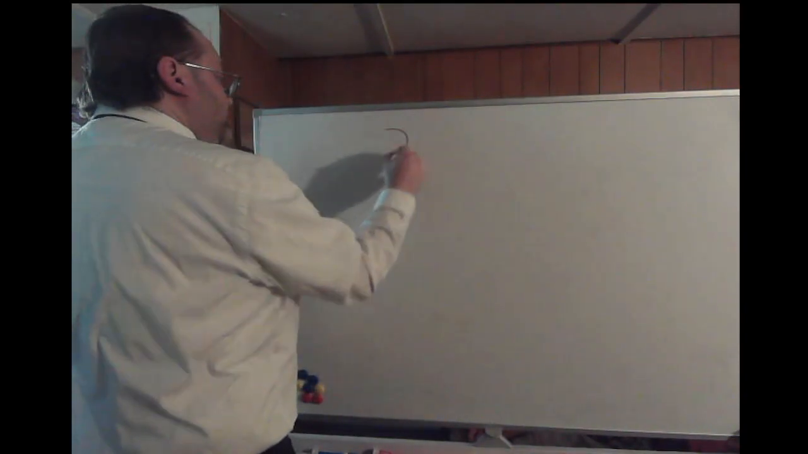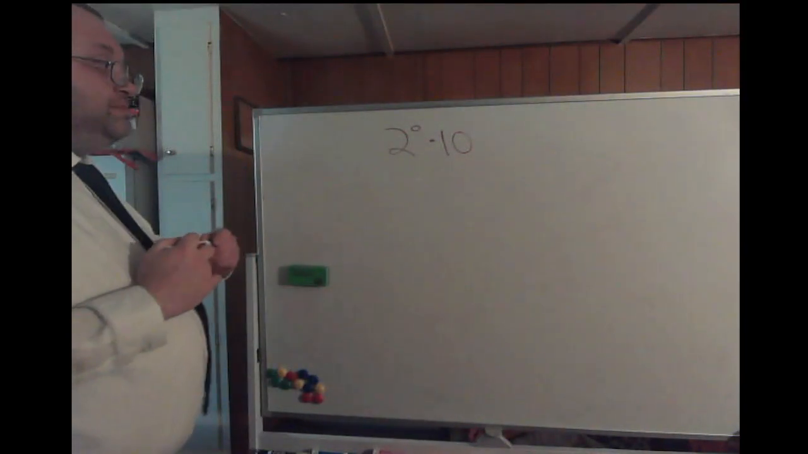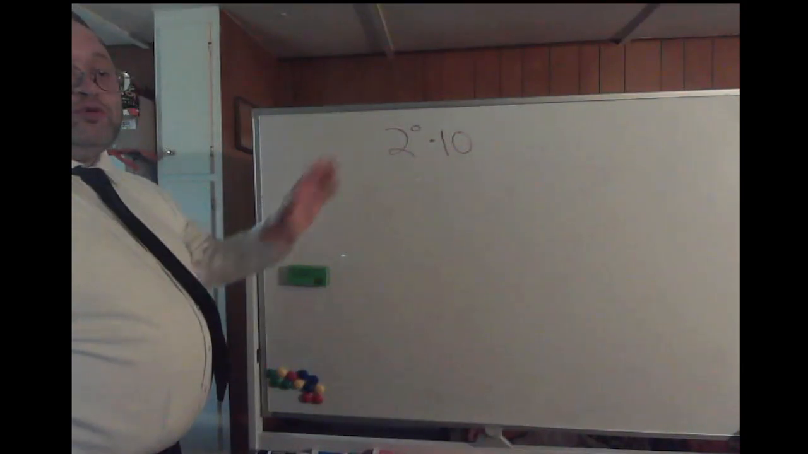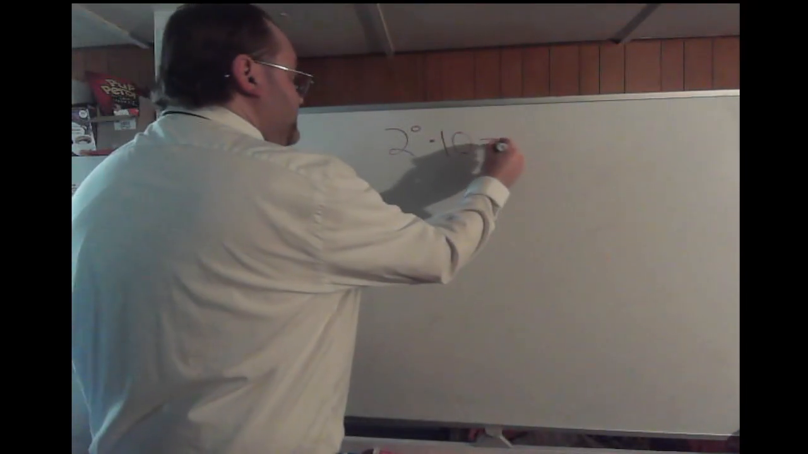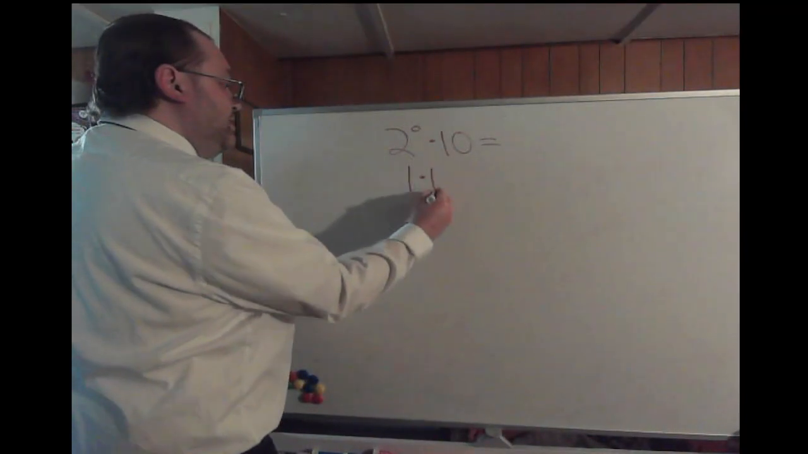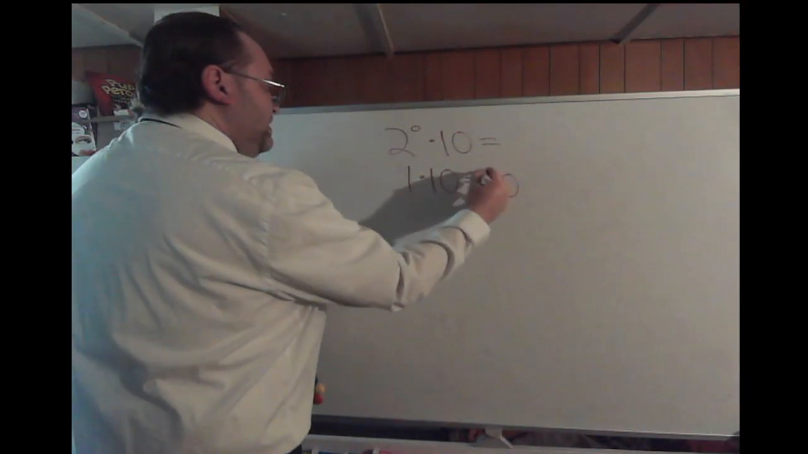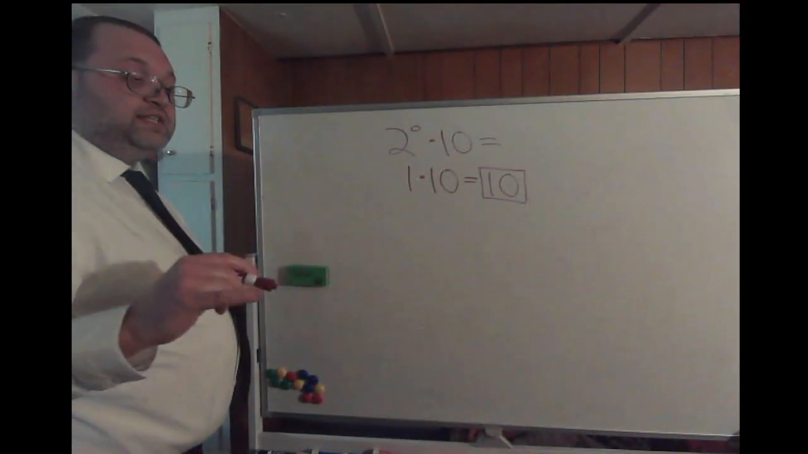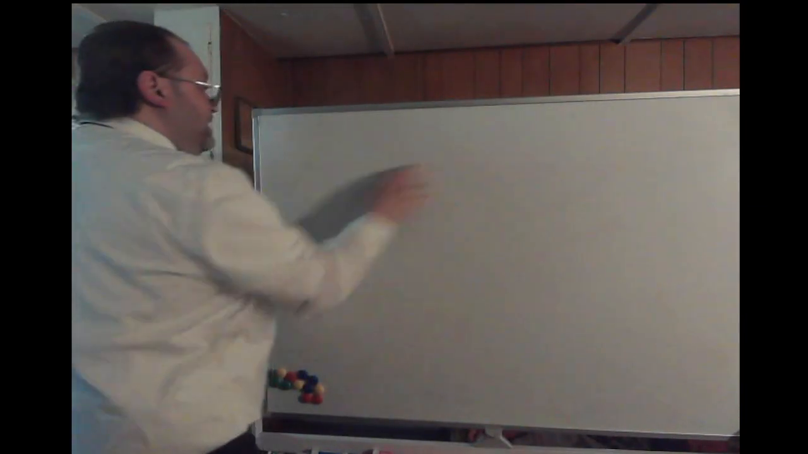How about this one? 2 to the 0 times 10. Well, if we remember from basic math, any number to the 0 power, except for 0 itself, is 1. And of course, we're going to evaluate the exponents first, right? So 2 to the 0, that's just the same as 1 times 10. So now we just have 1 times 10. The answer to this is 10. So yes, remember, any number to the 0 power except for 0 itself is going to be 1. Because 0 to the 0 power, that's undefined. We can't define that.